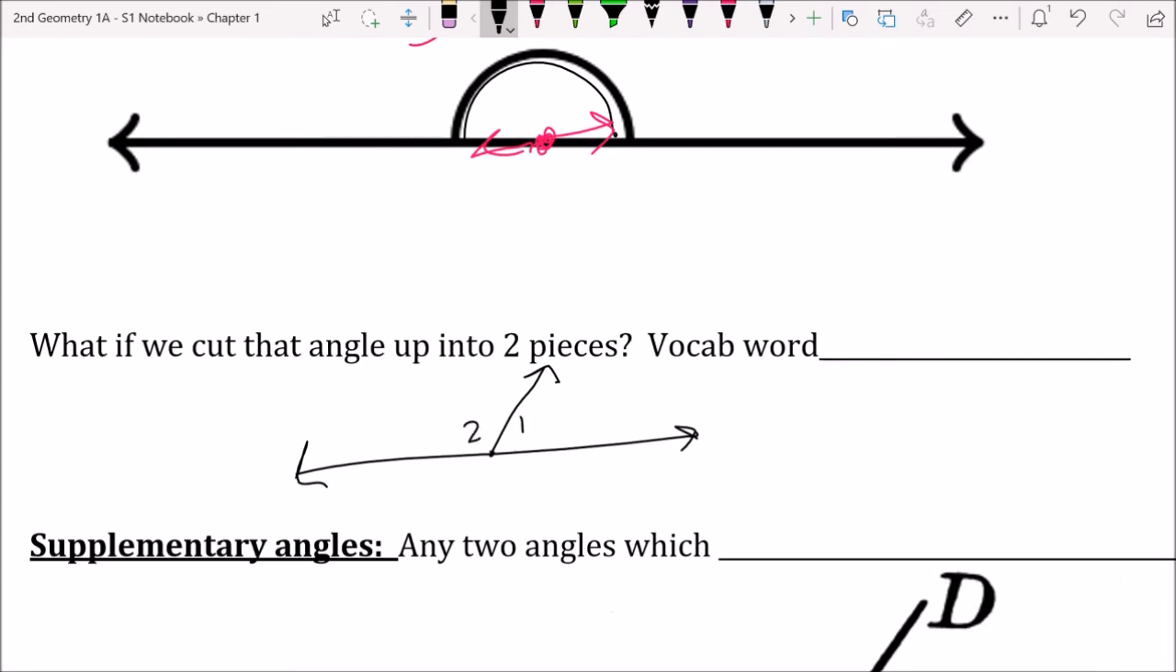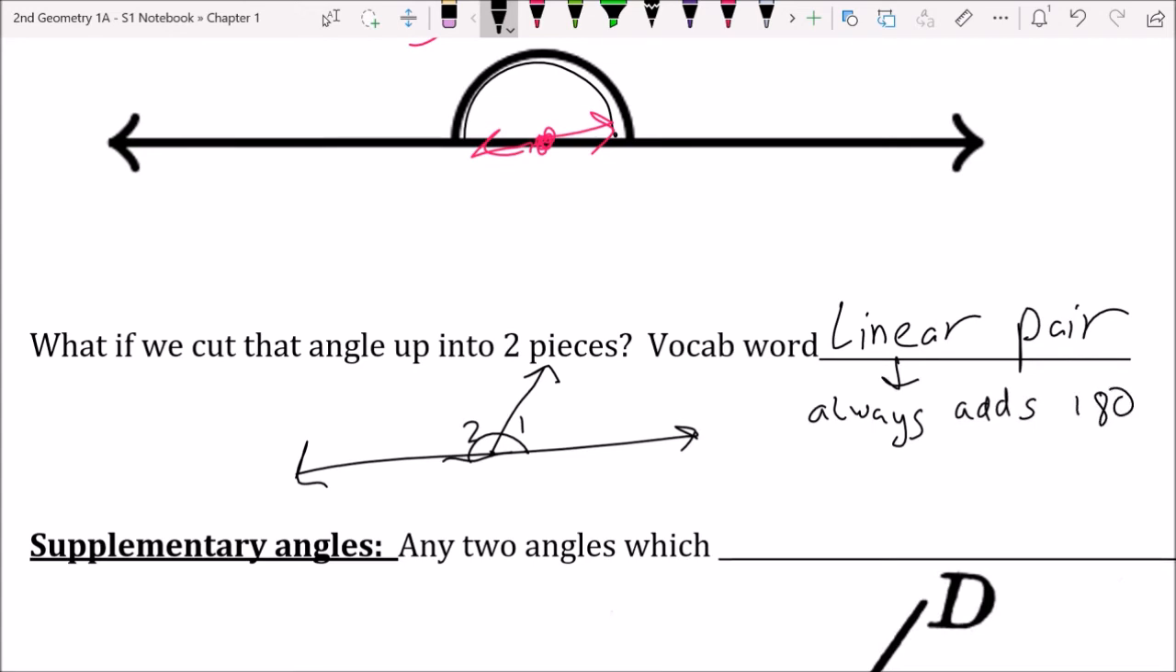These two angles, they share a line, right? When you put the two of them next to each other, they make a straight angle. That's called a linear pair. And a linear pair always adds to 180 degrees. And that's going to be important a little bit later in the class.